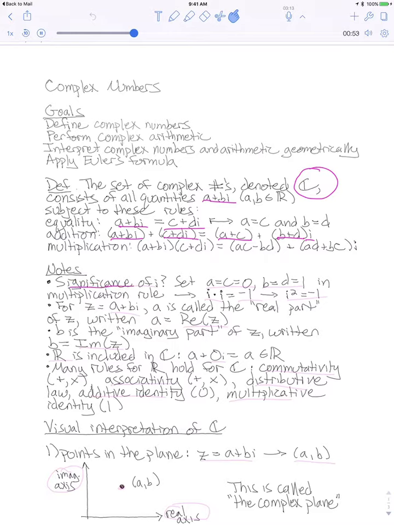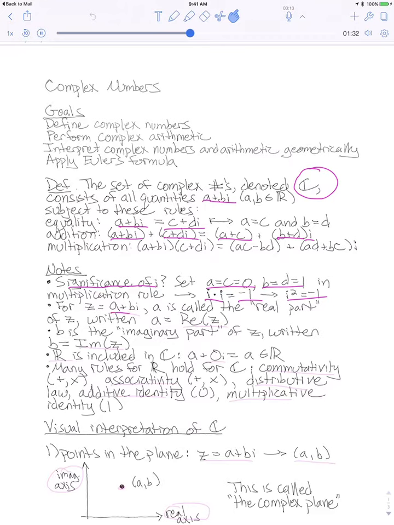So the significance of i is the following. If you take a complex number, a plus bi, and take another one, c plus di, and you set a equals c equals 0 and b equals d equals 1, you find that you're multiplying i times i, and if you use the multiplication rule above, you find that it equals -1. So that says i squared equals -1, and therefore i is the square root of -1. And that's a common way you'll see complex numbers defined. Numbers of the form a plus bi, where i is the square root of -1, and that understanding gives rise to these rules for equality, addition, and multiplication.